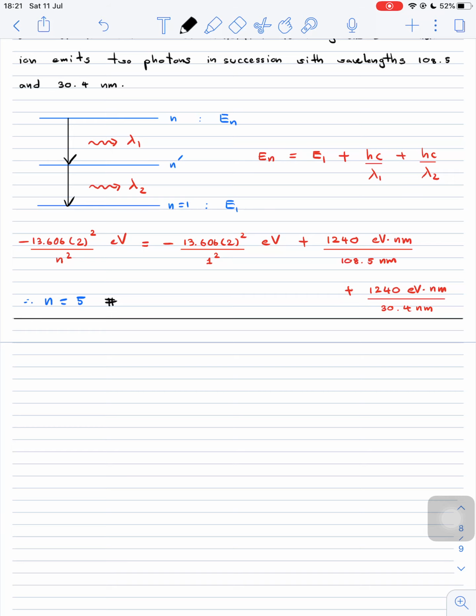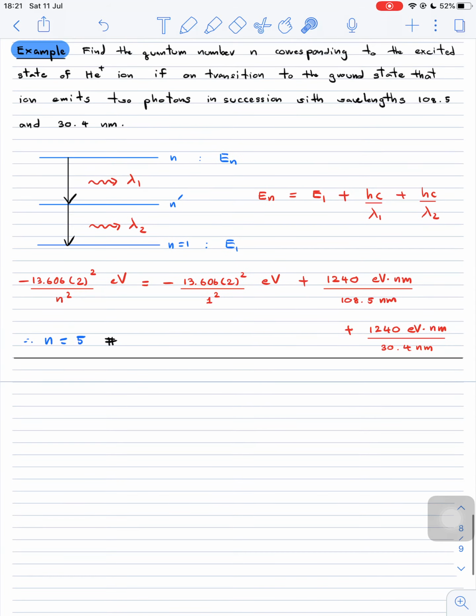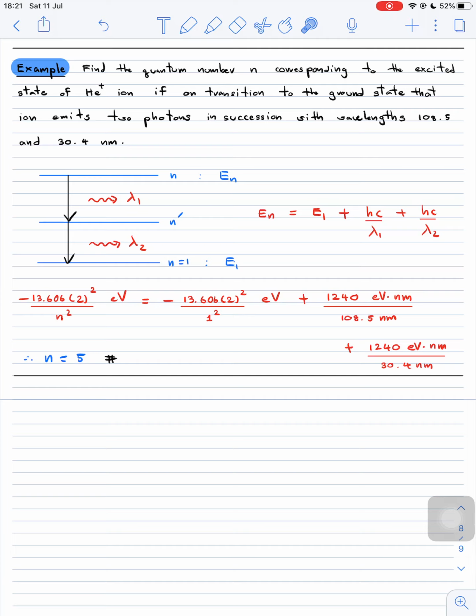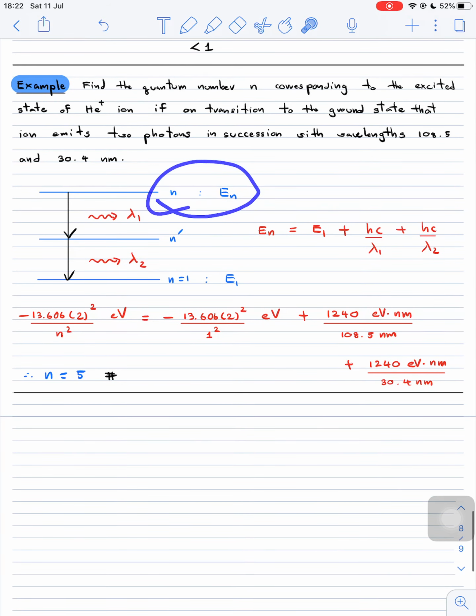One thing about this is that you can find n prime here by plugging in this value and this value, and solving for n prime. But in this case we are not interested in this one. We only want to find the initial state n here.